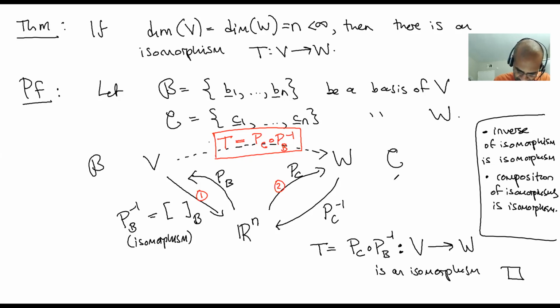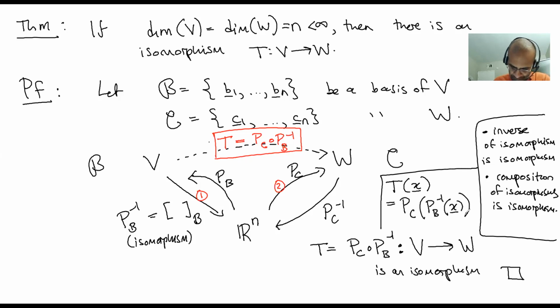So PC of PB inverse means, what does it mean? Maybe I'll write it here. T of a vector X is equal to PC applied to PB inverse applied to X, right? Now that makes sense, because this X lives in V. This whole thing, where does this live? In Rn. And then when you apply PC, you get something in W. Thank you. Good question.